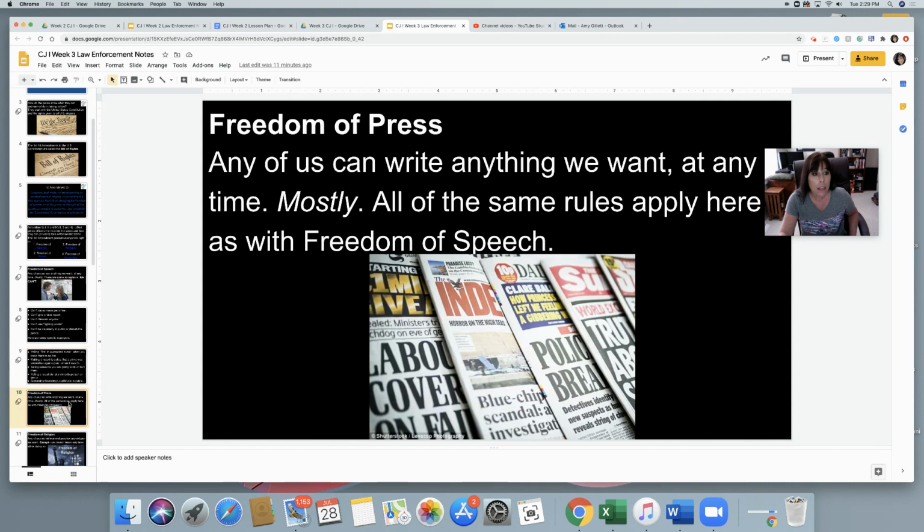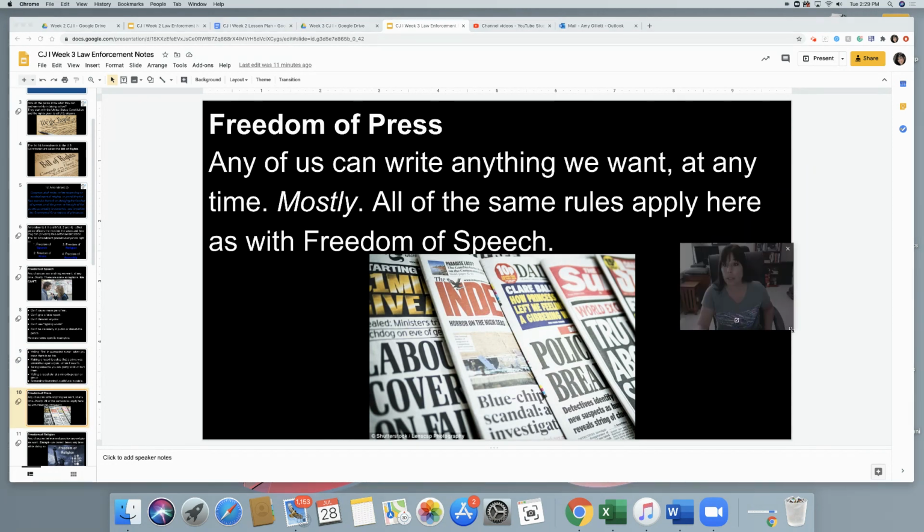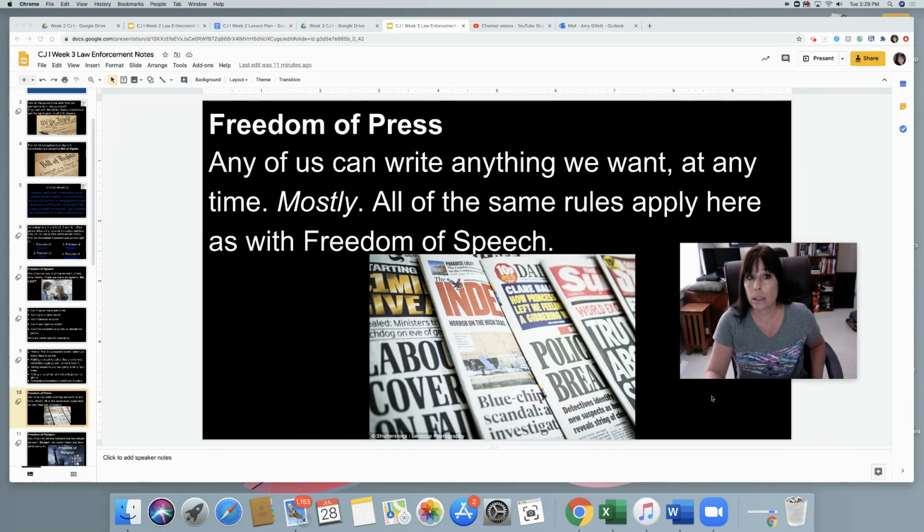And then, so remember, the First Amendment has 4 protections. The first one's speech. The second one is press. Freedom of the press. And what is the press? Any of us can write anything we want at any time, mostly. All of the same rules apply here as with freedom of speech.